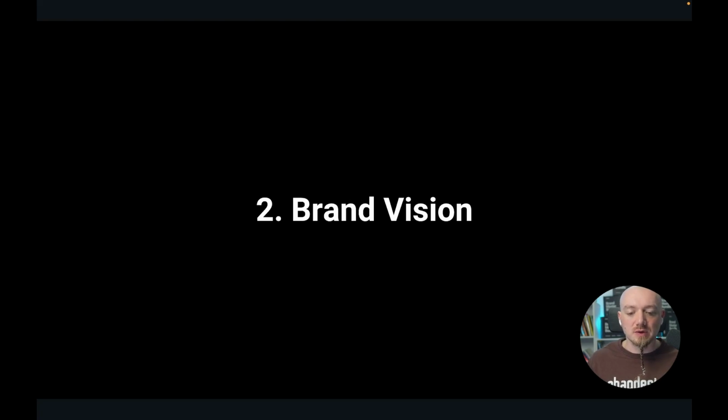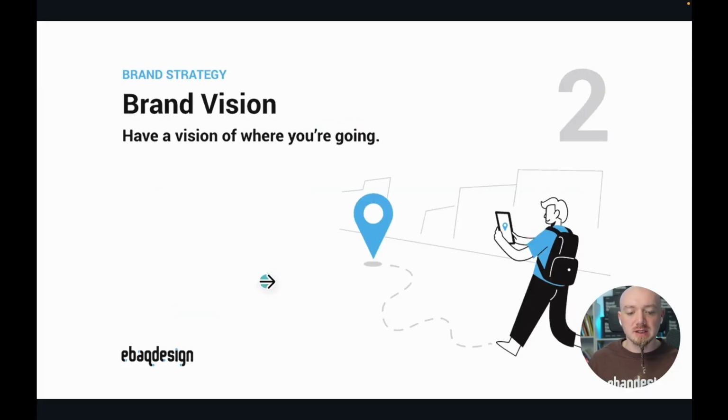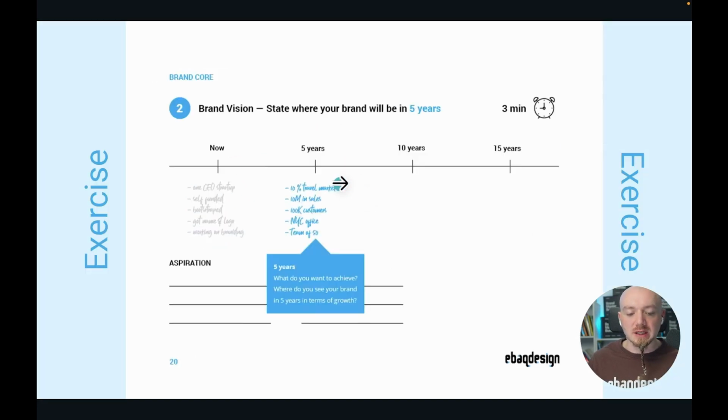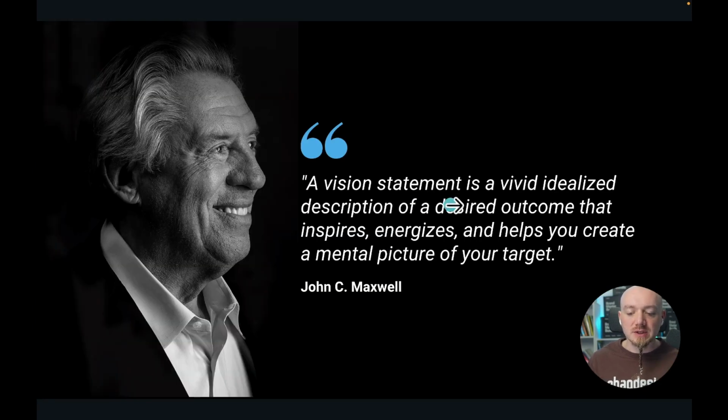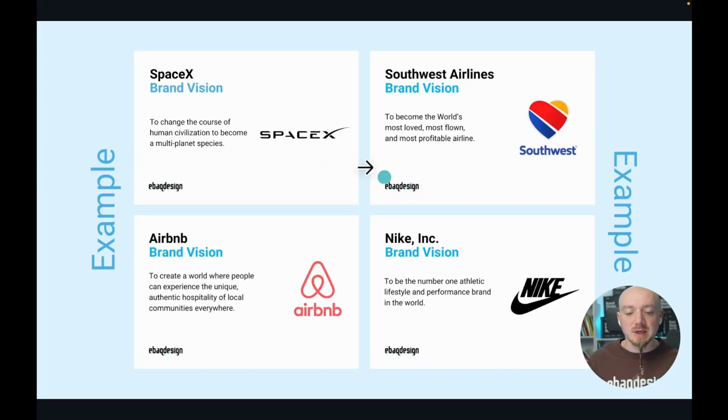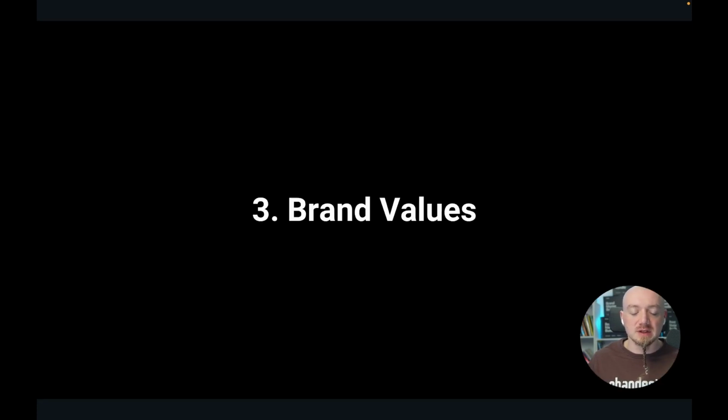Let's now give you an overview of the brand vision, which is the second exercise. Brand vision is about having clarity of where you are going, where you are heading, in what direction. So again, here is an overview of the exercise. A vision statement is basically a vivid, idealized description of a desired outcome that inspires, energizes, and helps you create a mental picture of your target, right? And the best example of that would probably be SpaceX: to change the course of human civilization to become a multi-planet species. And we can hear Elon Musk talk about that in basically every interview.